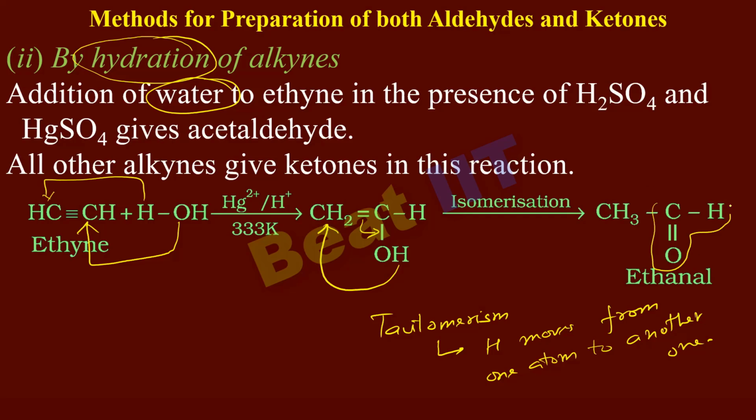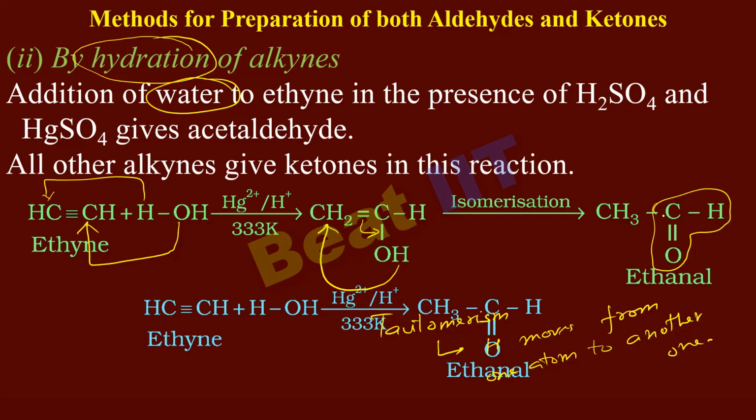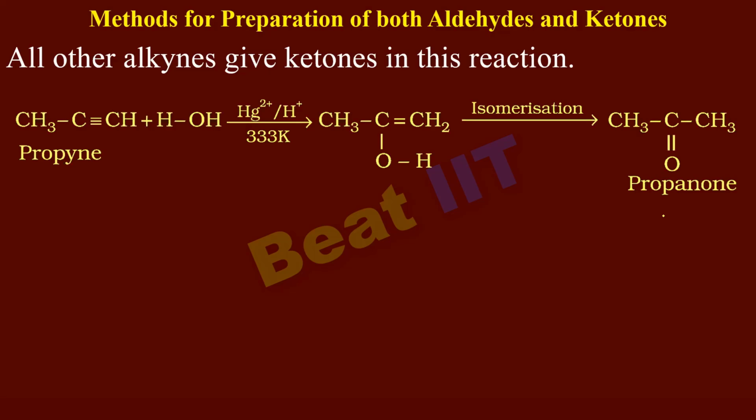Now this is CHO group, it is ethanal. And remember, hydration of alkynes, only ethyne will give you aldehyde. All other alkynes will give you ketones. So if you have propyne, as I told you, again H will go on one carbon and OH will go on another carbon of the triple bond. And you can remember it as Markovnikov addition. Although this is not termed as Markovnikov addition, you can remember it like that.